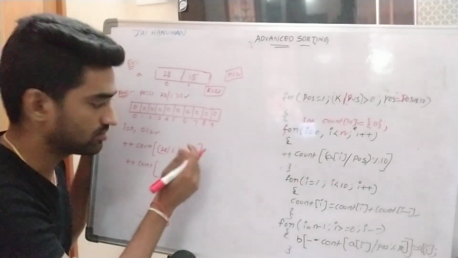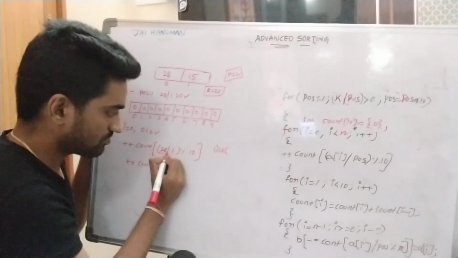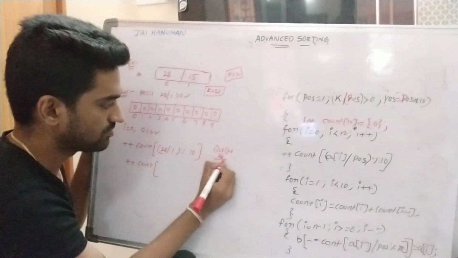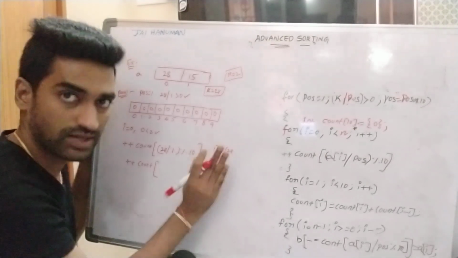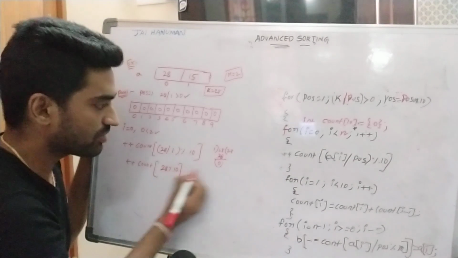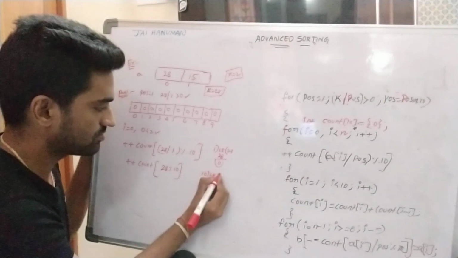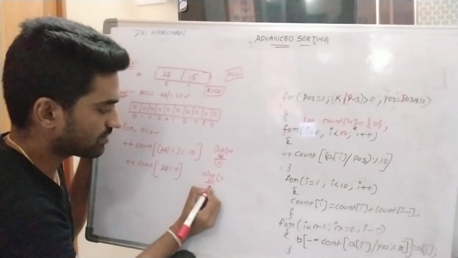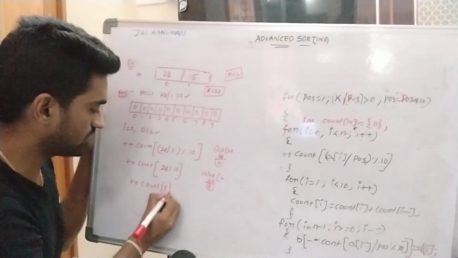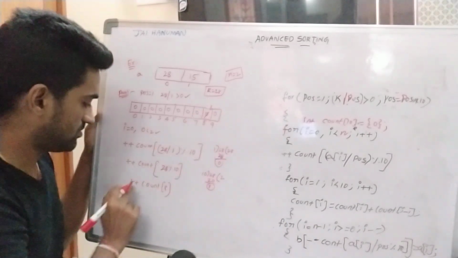What is the quotient? 28 divided by 1 is 28. The division operator result is this one, not the remainder value. The modulo division operation result is the remainder. Remember that. So 28 modulo 10: 10 twos are 20, so the remainder is 8. So count of 8, go to the 8th position, and the index is incremented by 1.